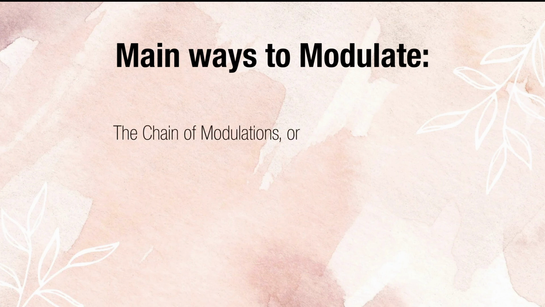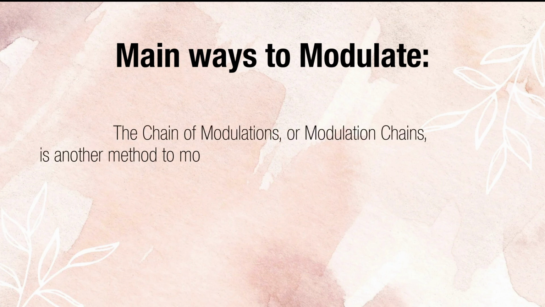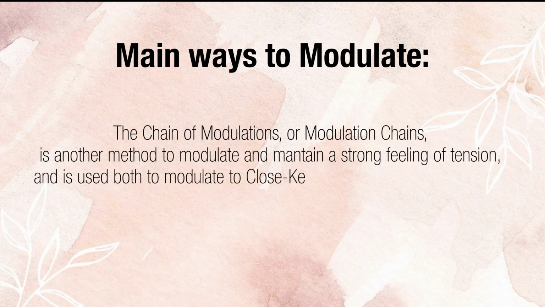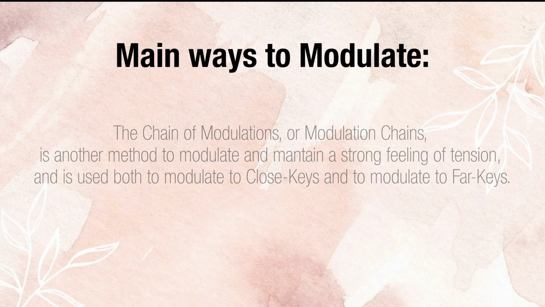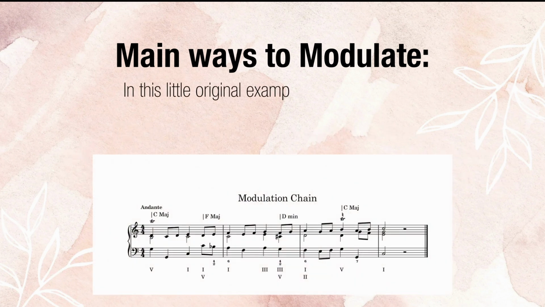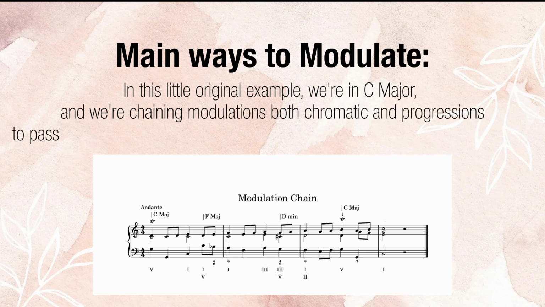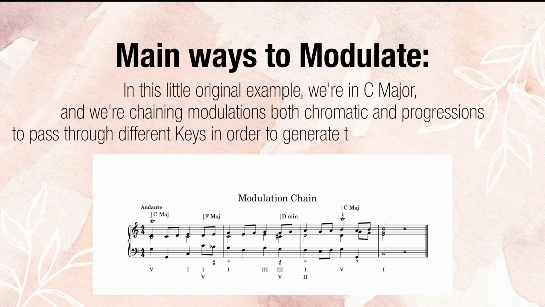The chain of modulations, or modulation chains, is another method to modulate and maintain a strong feeling of tension, and is used both to modulate to close keys and to modulate to far keys. In this little original example, we are in C major and we are chaining modulations, both chromatic and progressions, to pass through different keys in order to generate tension and return to C major.